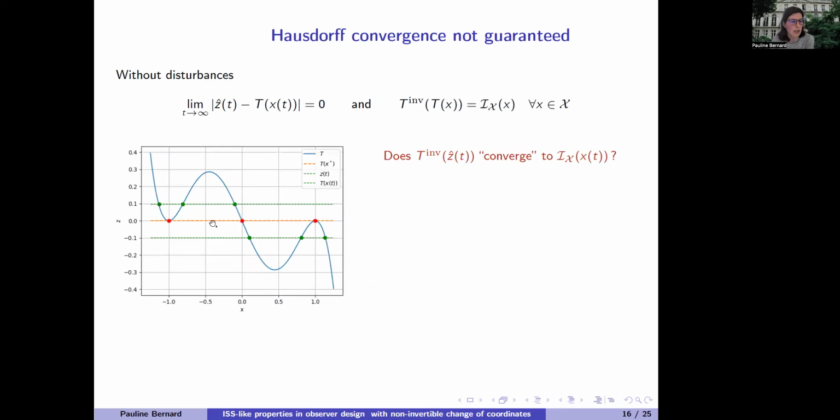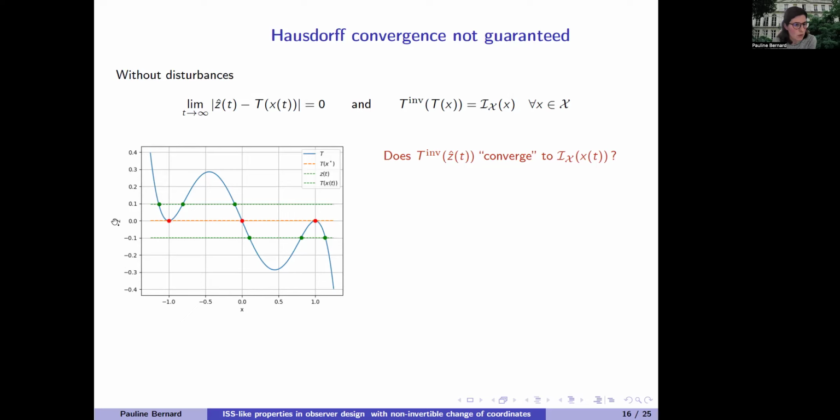So here I give you an example very quickly, in which you have x here and z here, okay? And imagine that your x is going to 1. So x is going to 1 here, and so T of x is going to 0, but from below, okay? So as x goes to 1, z goes to 0 from below. So when you invert T, you have those 3 green points, right? The pre-image, those 3 points.